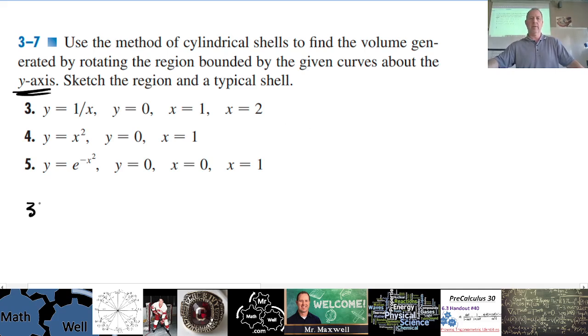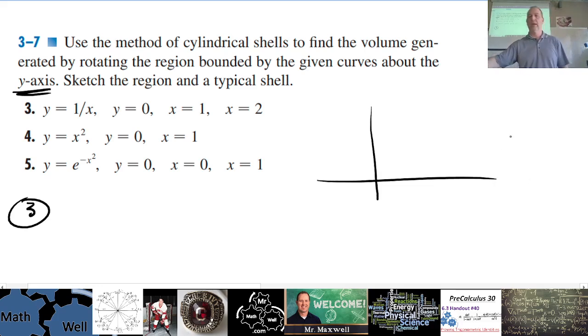Okay, so we have 1 over x. Now, if you're unsure of what the graph of 1 over x looks like, just do a table of values. 1 over 1 is 1, 1 over 2 is a half, 1 over 3 is a third, and 1 over 4. So 1 over 0.5 would be 2. So it's looking something like this on the right side. And it would be good for me to try and hit some of those points. Okay, so it looks something like that.